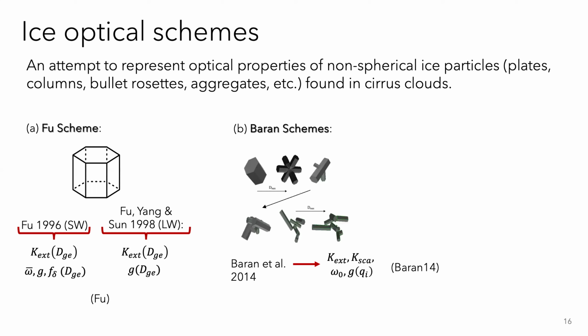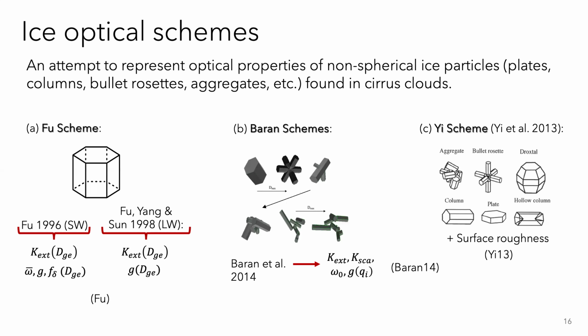There have been different attempts to increase complexity, to include more ice crystal geometries. For example, the Baran schemes try to create an ensemble distribution of shapes, starting from the basic one, the hexagonal column, and including bullet rosettes and aggregates. And there is the E scheme in 2013 that includes 9 different habits, including hollowness and also surface roughness. So we can consider that scheme more complex relative to the Fu scheme.